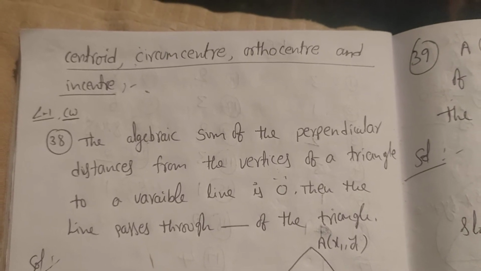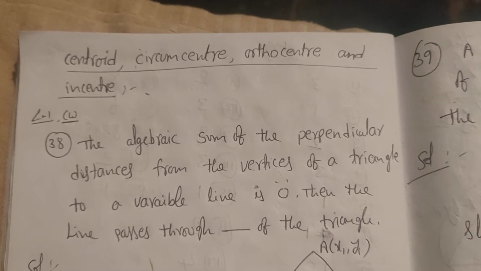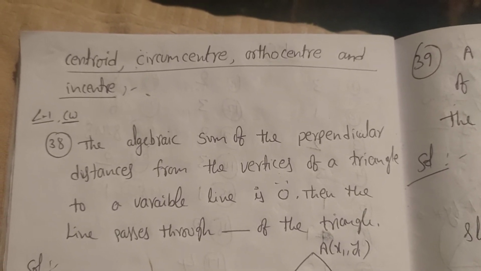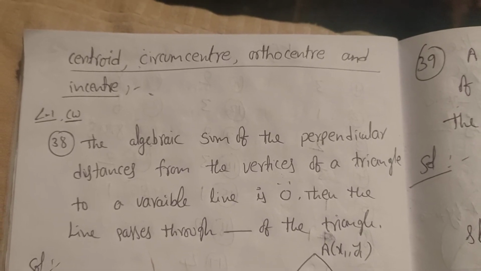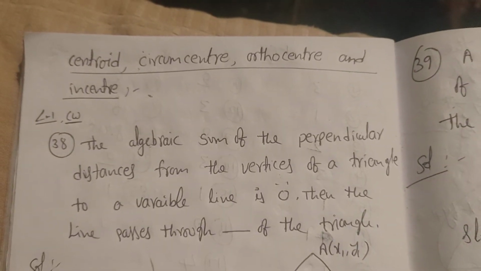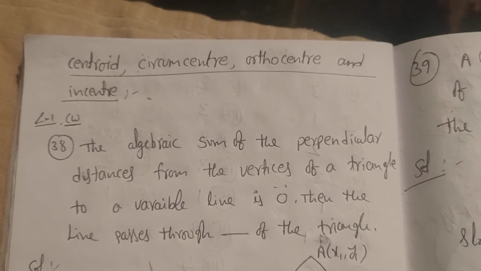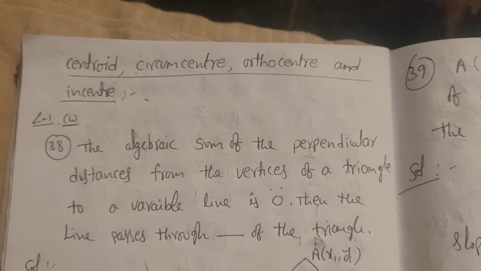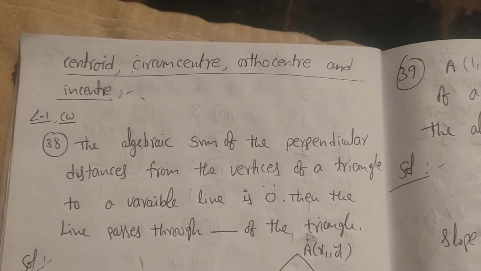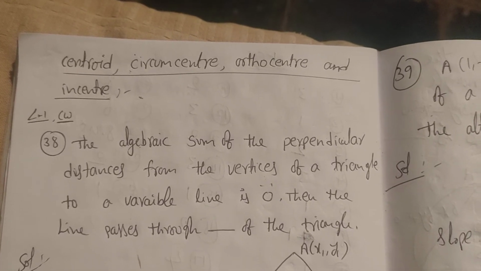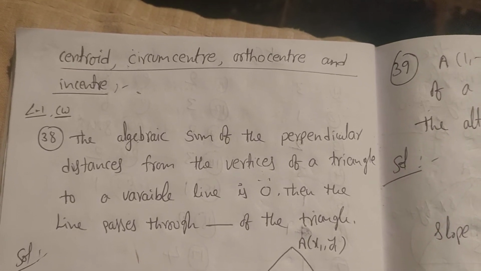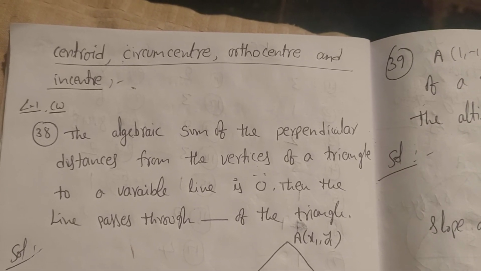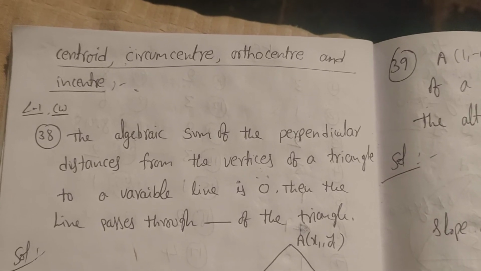Do you know what perpendicular bisectors are? A perpendicular bisector is a line passing through the midpoint of a side and perpendicular to that side. The point of concurrence of such three lines is called circumcenter. What is orthocenter? The point of concurrence of altitudes. An altitude passes through a vertex and is perpendicular to the opposite side. So we have three altitudes, and the point of concurrence of those three altitudes in a triangle is called orthocenter.